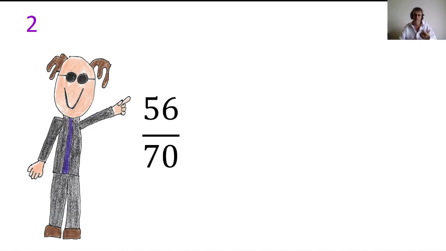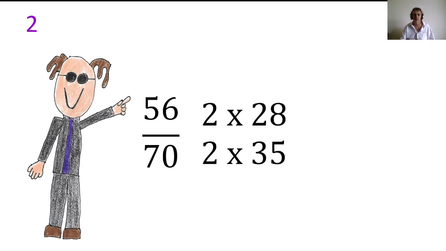Okay, first of all, we need to factor 56. Divide by 2 gives us 2 times 28. And likewise, we need to factor 70. It's an even number. Divide by 2, and it gives us 2 times 35. We have 2 common factors there, 2 and 2, so we can cancel them out. That now leaves us 28 over 35.